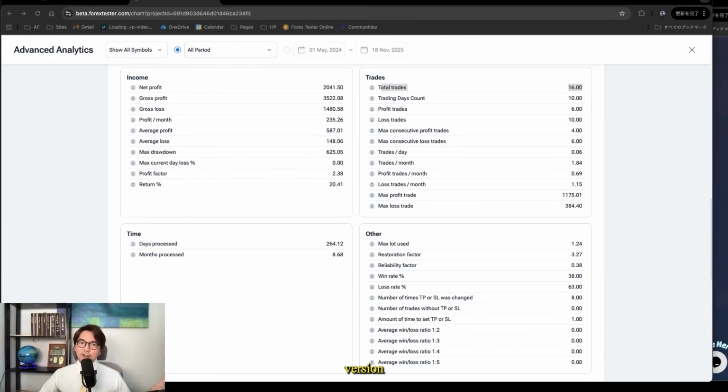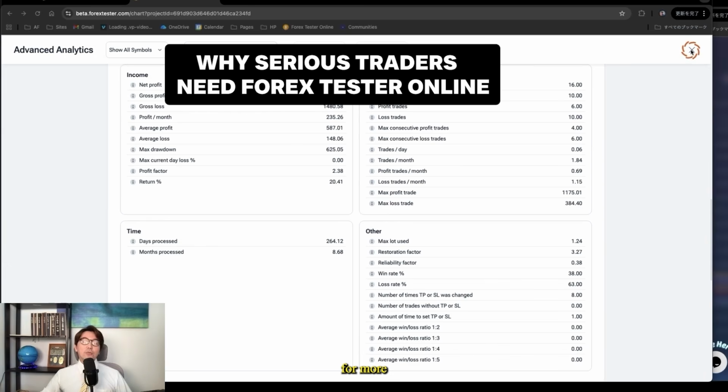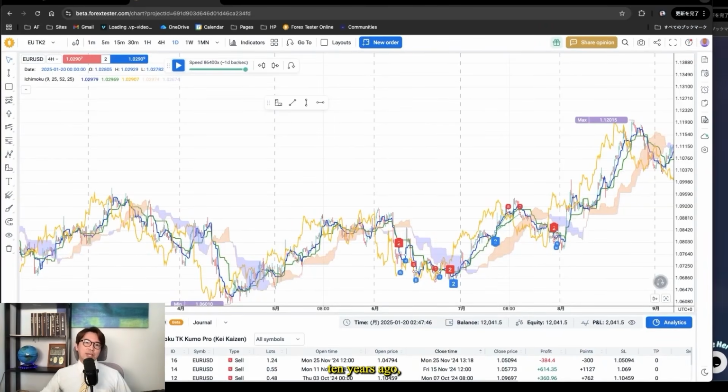And number 3 is a good backtesting tool saves years of mistakes. If I traded version 1 in a real account, I would have experienced larger drawdown, unnecessary losses, emotional stress, and slower growth. But with the simulator, I solved these issues before risking real money. And good tools accelerate your mastery. You know, I have been trading full-time for more than 10 years now, and if I had this tool 10 years ago, I would have become profitable much earlier and become confident much earlier too.